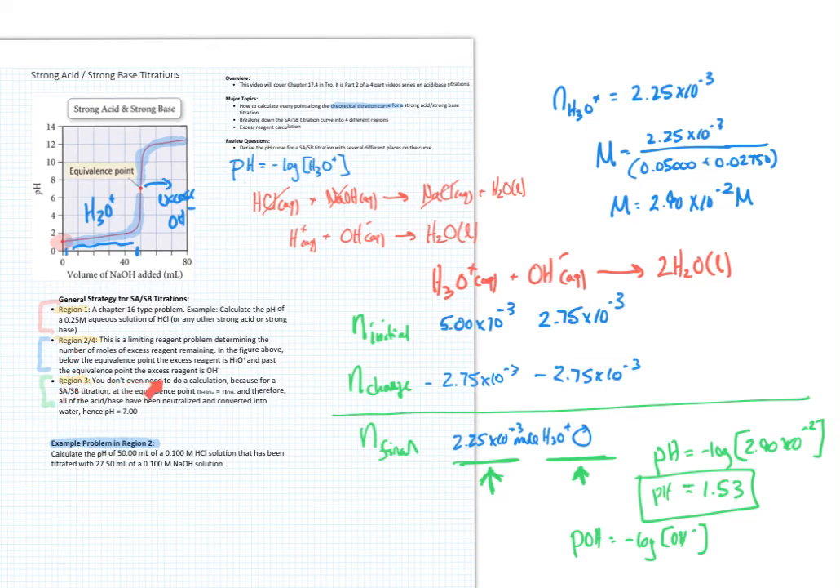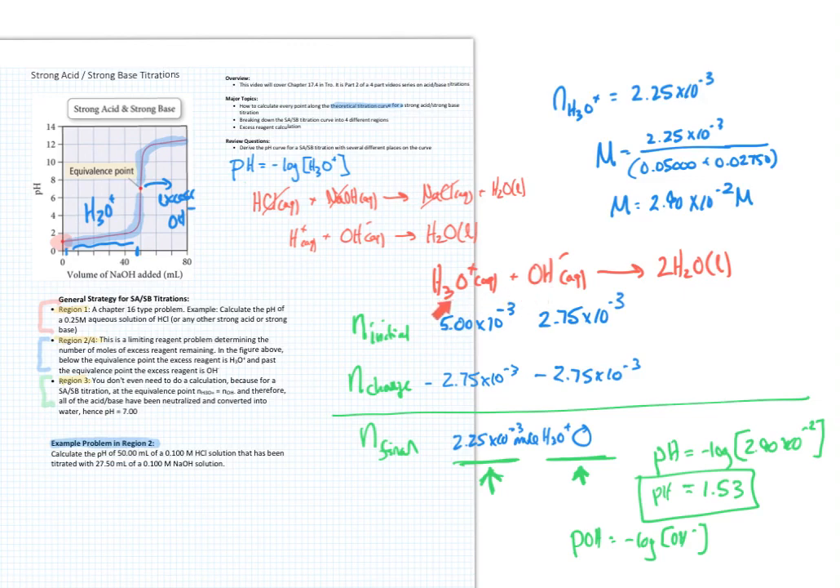Region 3, you don't even need a calculation. You know that the number of moles of H3O plus is equal to the number of moles of OH minus. Therefore, you've completely neutralized your reaction, and hence the pH is equal to 7. You have a pure water solution, and you can actually use the auto-ionization of water equation to figure out what the pH is, but we already know the pH is equal to 7. There are no other ions in solution. It's just H2O.